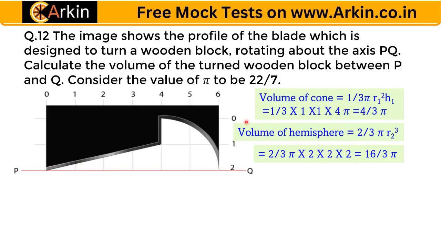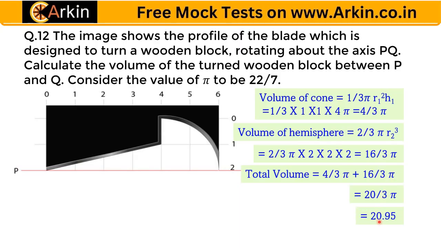So the total volume of the turned wooden block will be 4 by 3 pi plus 16 by 3 pi, and if we add and calculate, we get the answer as 20.95. So the answer for this question 12 will be 20.95.